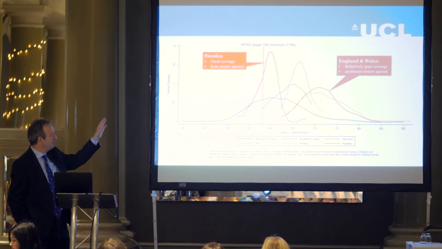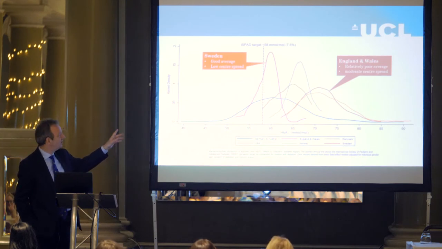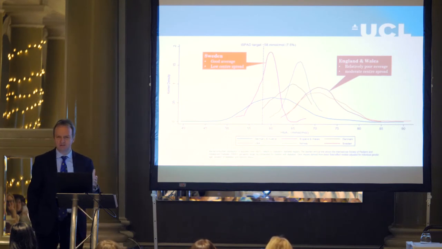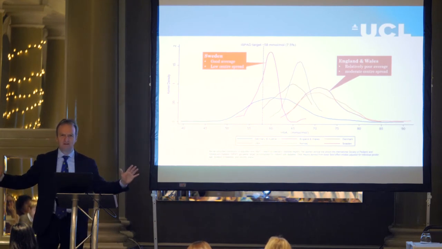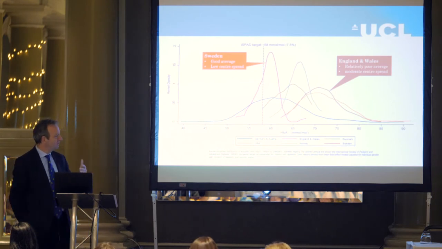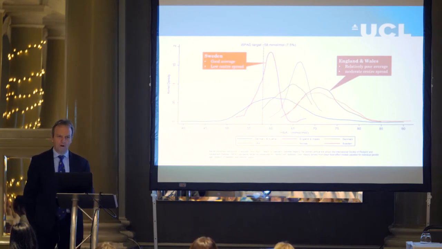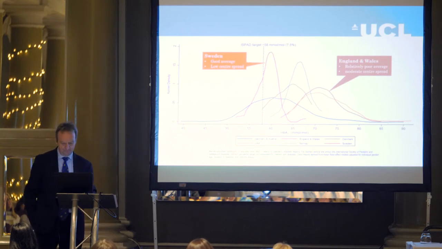The mean of that peak is somewhere around, the dotted line is 58, the 7.5% target. So the peak is somewhere just over that, it's about 60. But it's also very tight. Not a flat bell, it's a very narrow peak. And so the least well-controlled children in Sweden have an HbA1c of something around 64, 65, and the best are down at 53.